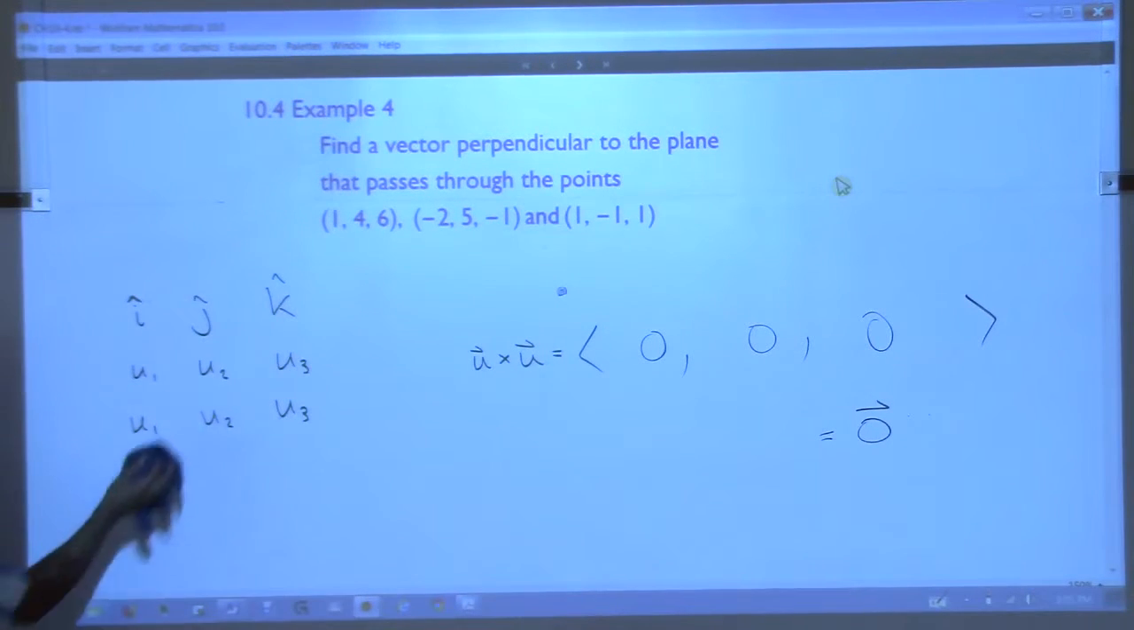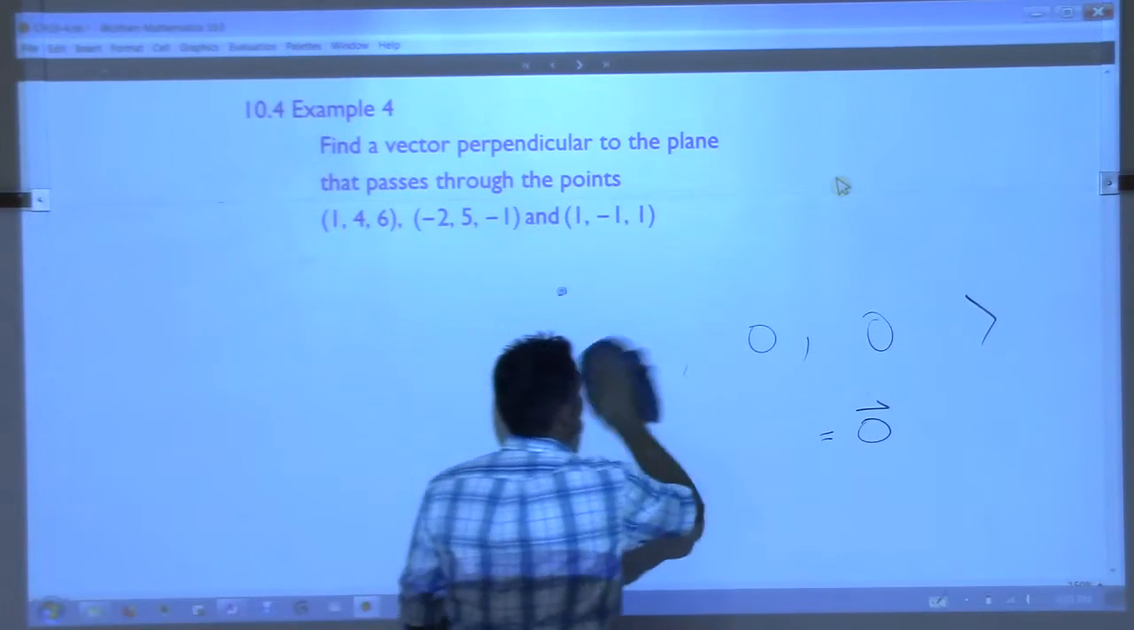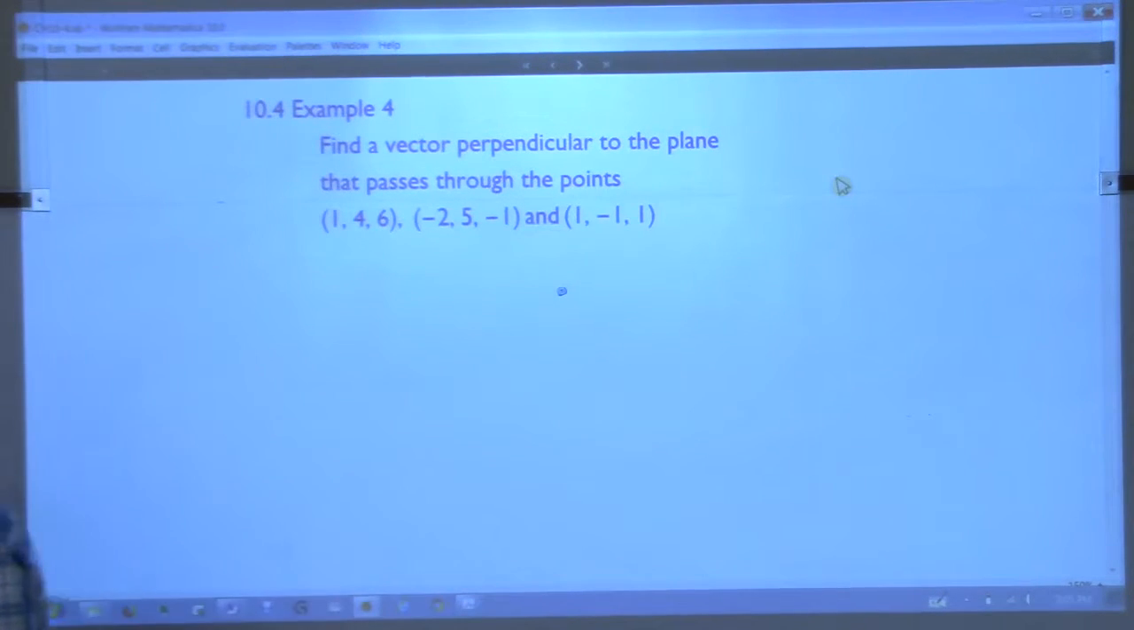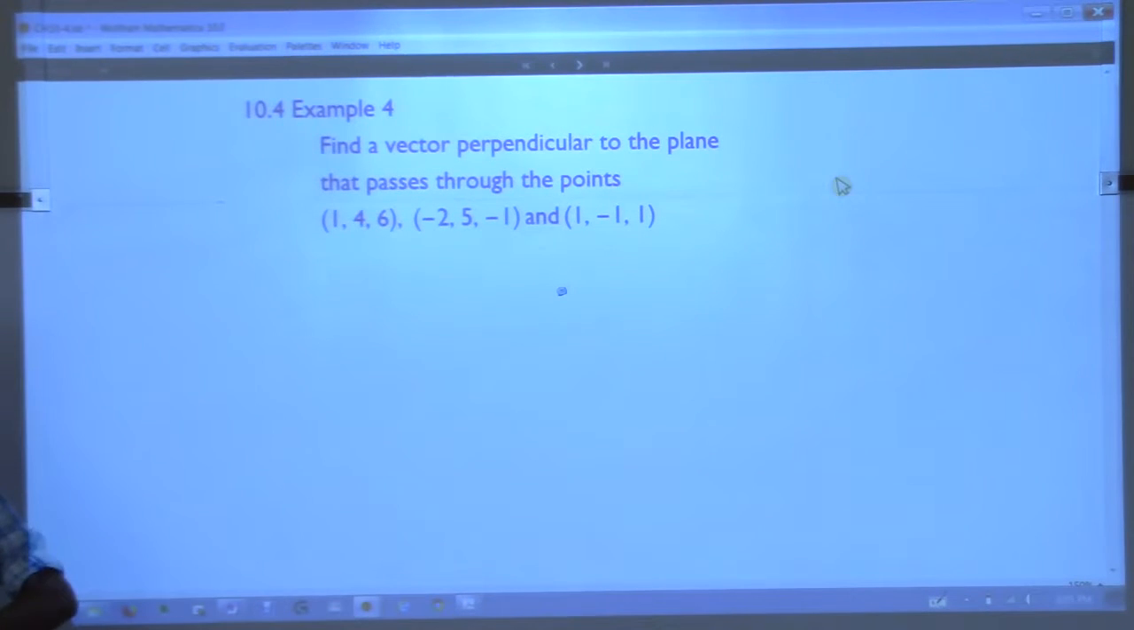Now we start getting into some problems that we definitely will need as we proceed. Find a vector that is perpendicular to a plane that passes through these 3 points. So somebody gives me 3 arbitrary points in space, not vectors, but points. And then says, find a vector which is perpendicular to that plane, essentially. Right? So how could I do that?